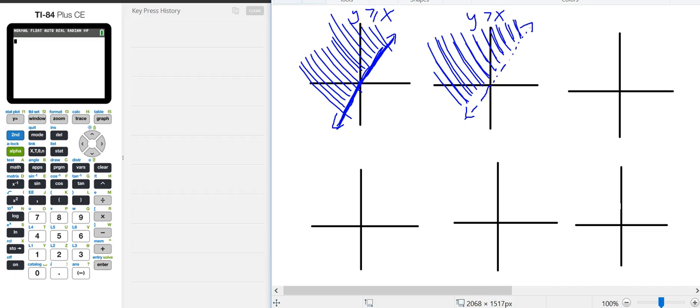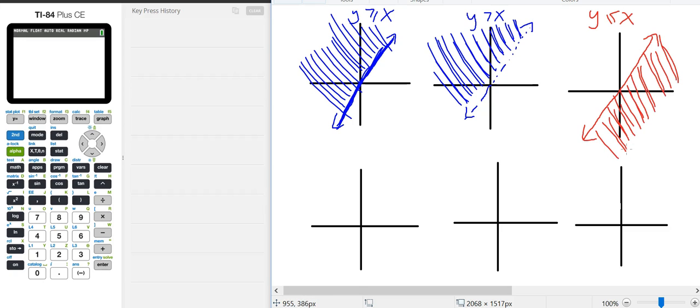Let's say we have the inequality y is less than or equal to x. We're going to graph y is equal to x with a solid line because it's less than or equal to, and we're going to shade below. And let's say we had y is less than x. We're going to graph y is equal to x with a dashed line, and we're going to shade below. The dashed line means that everything on the dashed line is not included within the solution set.